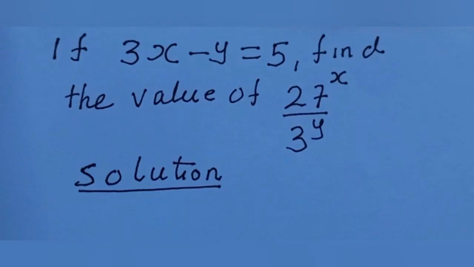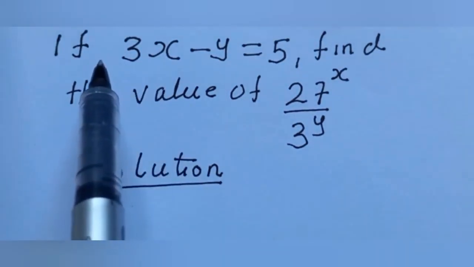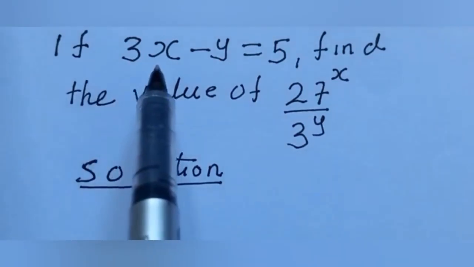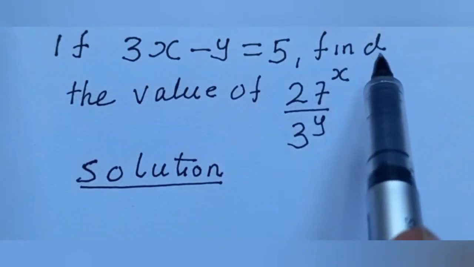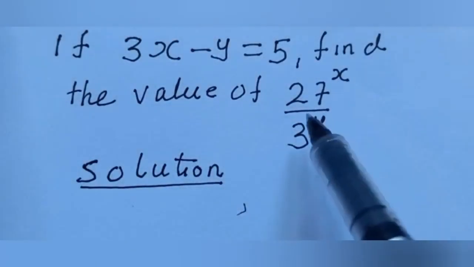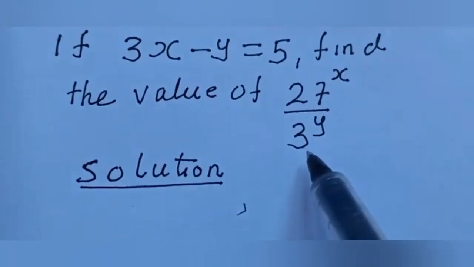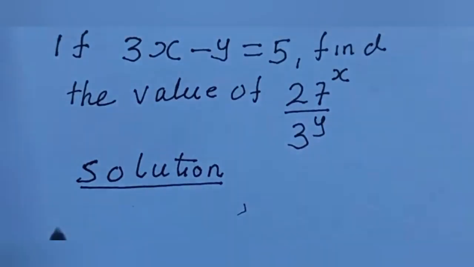As we can see here, we are told that 3x minus y equals 5. And now we want to find the value of 27 raised to power x over 3 raised to power y. So we can proceed as follows.